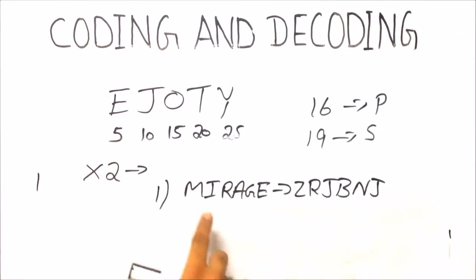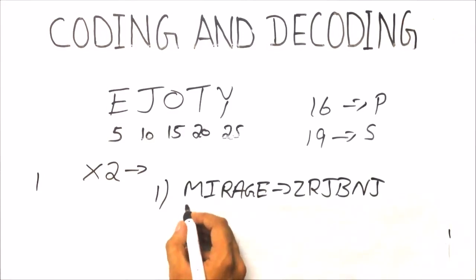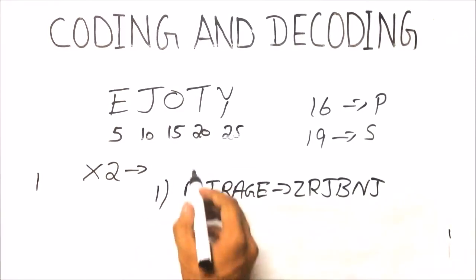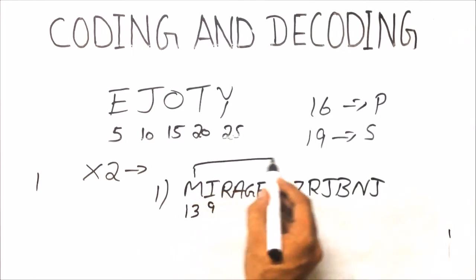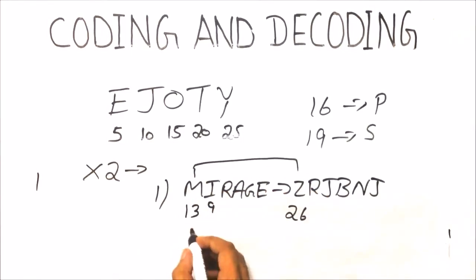Nowhere can you see the repetition pattern, and nowhere can you see the addition or subtraction pattern. Now again we will have to use the concept of the word ejoti. Again you need to look at where M comes. M comes at 13th place, I comes at 9th place. Now you need to see the corresponding codes. For the letter M, the code is Z, which comes at the 26th place. So here the complete relation is multiplication by 2, as you can easily see.